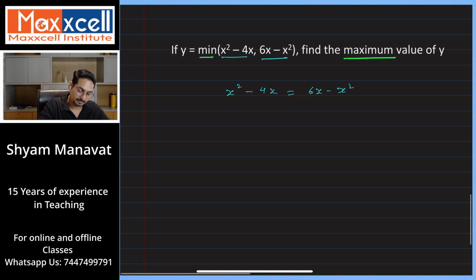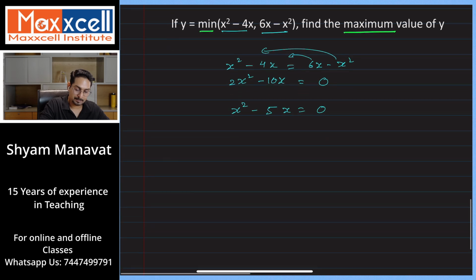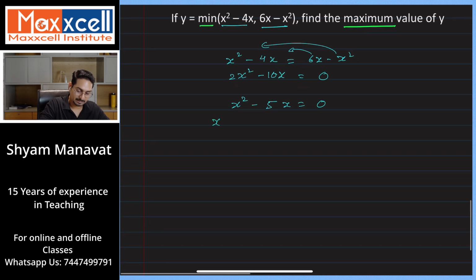Okay. Now, if you shift aside, you get x square plus x square will be 2x square. And this also, let's shift to the other side. 6x will be minus, so it will be minus 10x. Okay. Equal to 0. Right? I can divide this by 2 and then say what? x square minus 5x equal to 0. Yeah. Now I can take x common and say what?